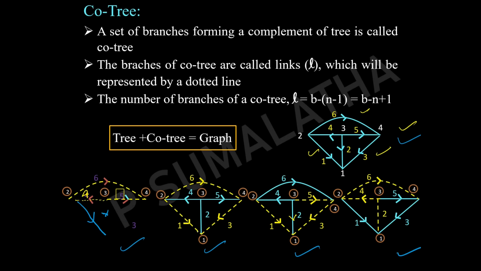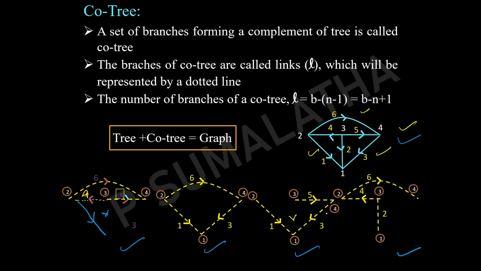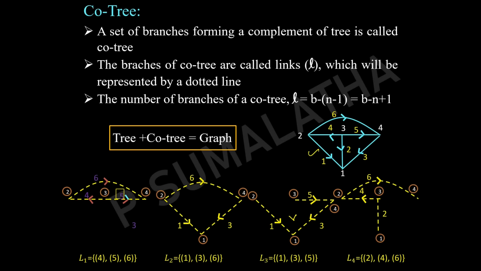Now let us remove the trees from this, because we are trying to represent the cotrees. These are the corresponding cotrees. The links of the first cotree will be 4, 5, 6, and L2 will be 1, 3, 6. Similarly, L3 will be equal to 1, 3, 5 and L4 will be equal to 2, 4, 6. I hope it is clear. The cotree is nothing but the complement of the tree.